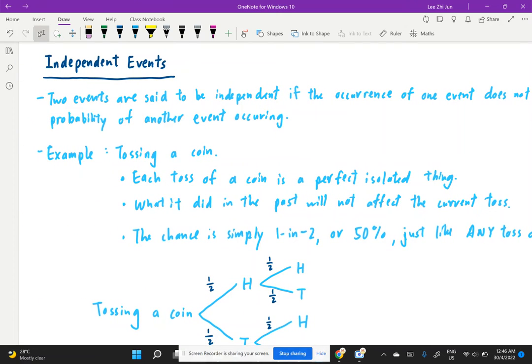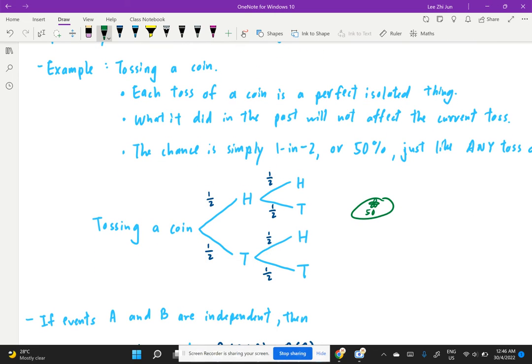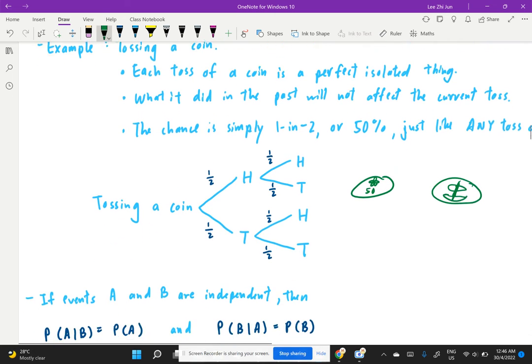So like this, if I get heads at first, if I throw the next toss, I can also get the head or the tail. It does not affect the result in the next toss. So this is called the independent events.